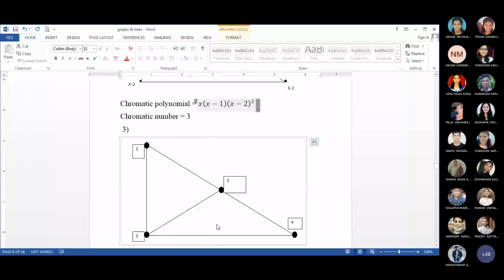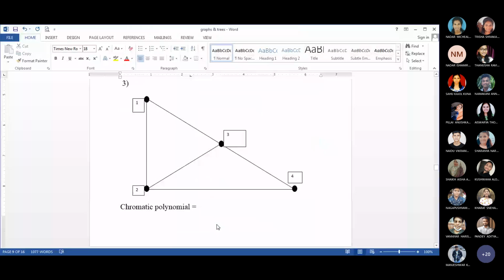Okay, can you tell the answer for this third sum, for the chromatic polynomial as well as the chromatic number? Here the 1 2 3 4 are the numbers of your vertices, the labels. Try to find out the answer of the third sum.